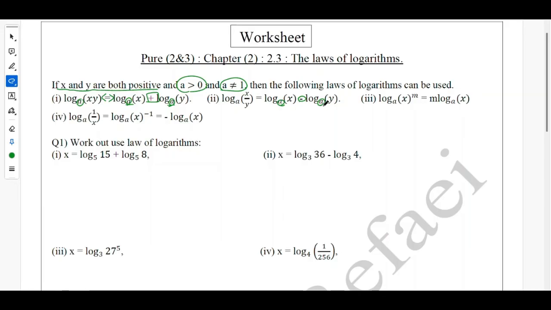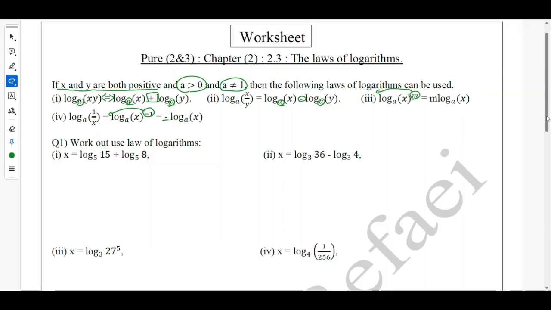So log x over y to the base a equals log x to the base a minus log y to the base a. Third one, we already explained that I can move the power to become a coefficient. So log x to the power m to the base a equals m log x to the base a. The last one, log 1 over x to the base a. When I flip the fraction and x becomes a numerator instead of denominator, the power becomes negative 1, and I move the power to become a coefficient: negative log x to the base a.